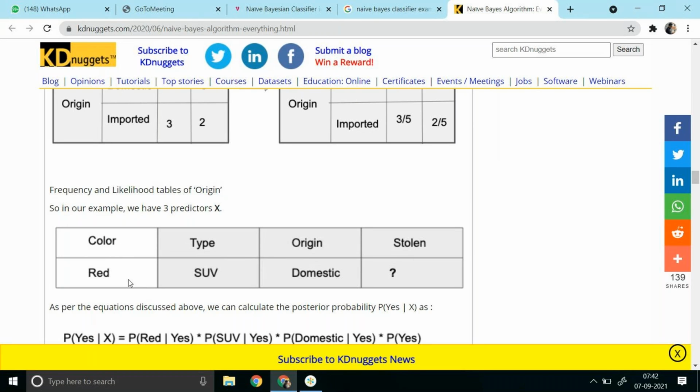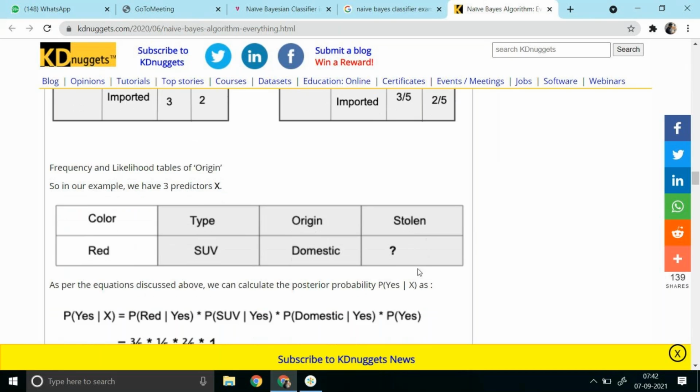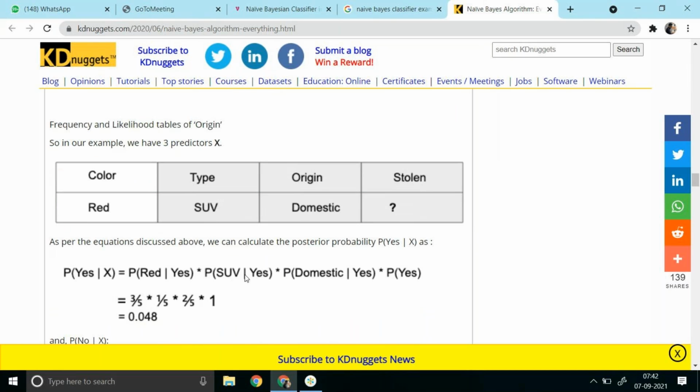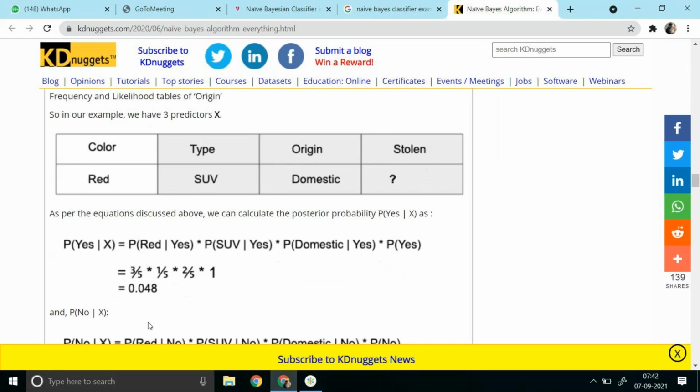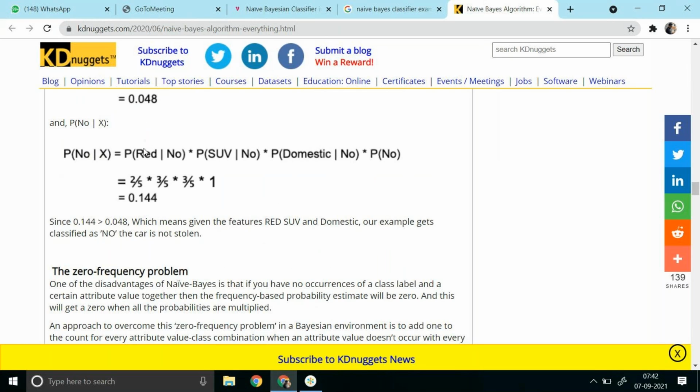which has come now. We need to check whether this is stolen or not. So how will you do it? As I said, probability of red given yes, into probability of sports given yes, into probability of domestic given yes, and probability of yes. If you multiply all, you will get 0.048. Same thing we do for no. You get 0.144. So which is more? 0.144. So we'll say that the data which has come means the car is not stolen. Got it?